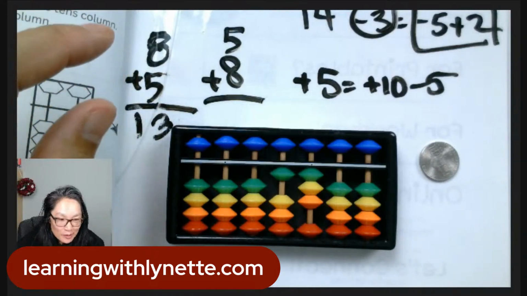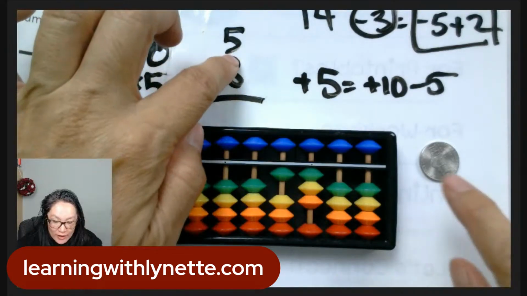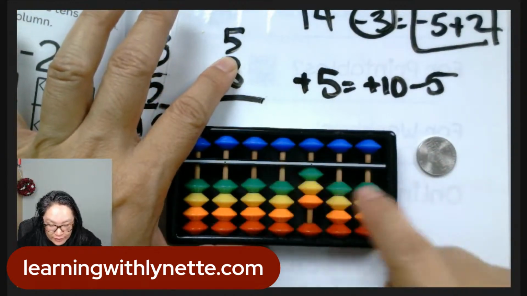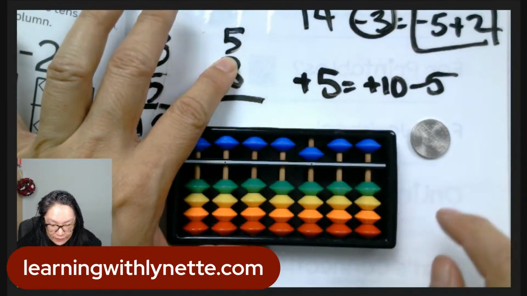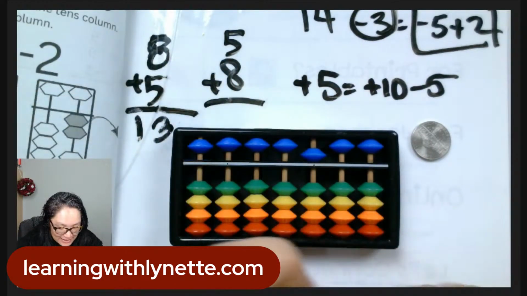I don't know if I'm trying to play on words, if that makes sense. Right, visuals help. So we have 5, right? We have 5. We add another 5. We're going to add 10. We're going to add 10 cents.